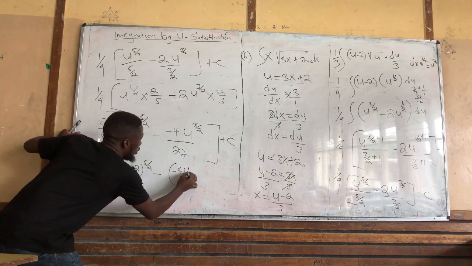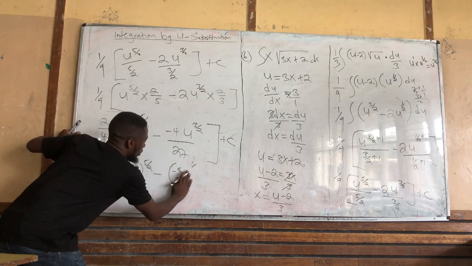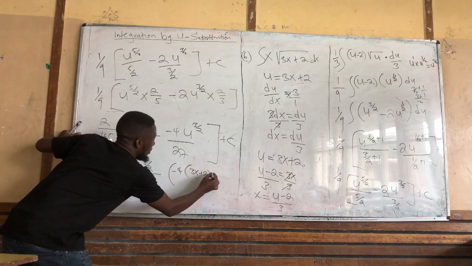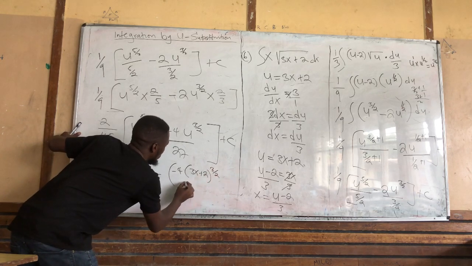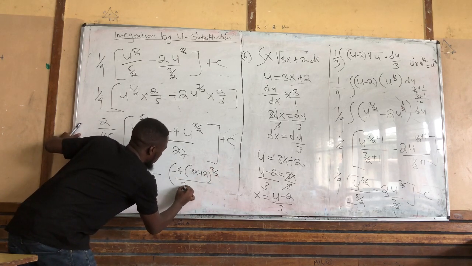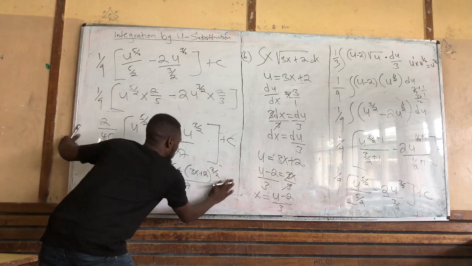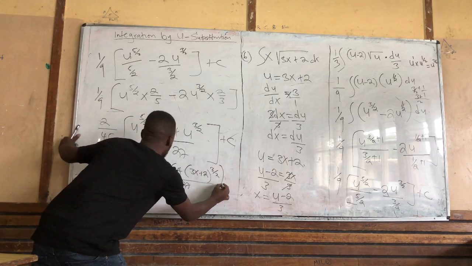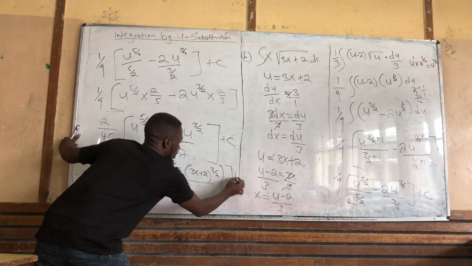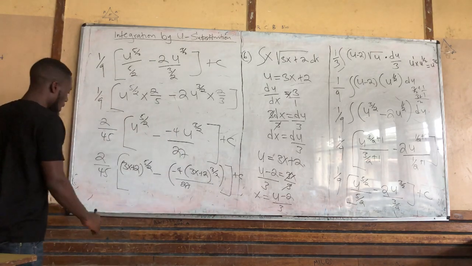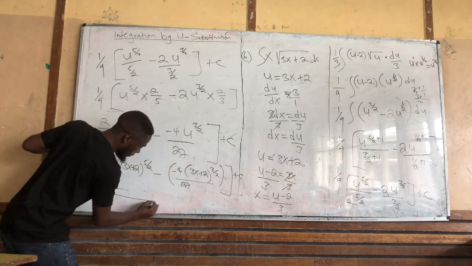Negative 4 u to the power 3 over 2, where u is 3x plus 2, to the power 3 over 2, over 27. Can we close? Over 27, plus c there.